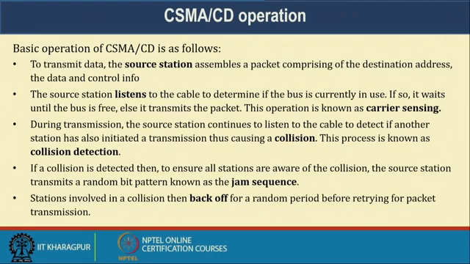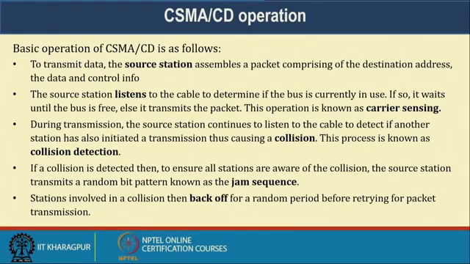So, let me just repeat. First of all, the source station assembles the packets, or forms the MAC level frame, and then listens to the media. If the media is free, it transmits. This is the carrier sensing. If it is not free, it needs to wait. Once transmitting, if there is a collision, usually detected by the fluctuation of the voltage, the source station goes for a collision detection mechanism.